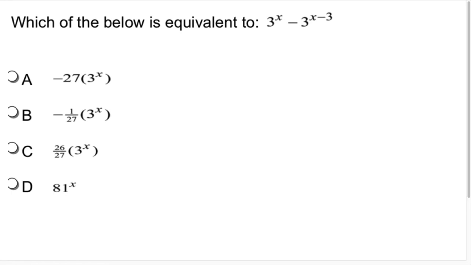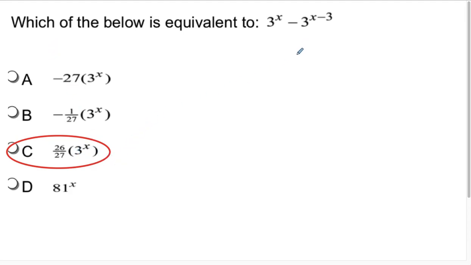All right, let's pause this video and let's see if we can figure out the answer to this problem. 3 to the power of x minus 3 to the power of x minus 3. Okay, let's pause the video to see if we can figure out the answer. Okay, so the answer is C, 26 over 27 times the base of 3 to the power of x.